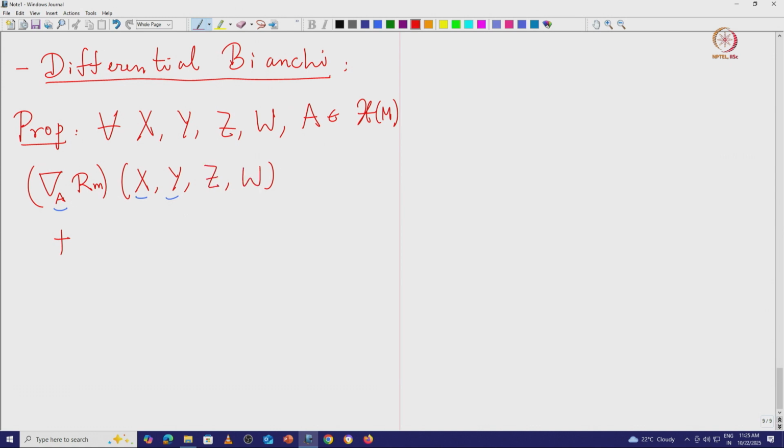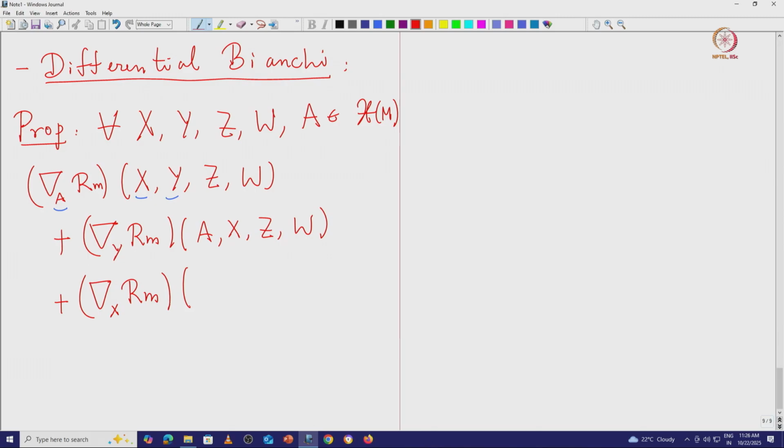So like in the algebraic Bianchi we cycle through x, y, z, here you cycle through a, x and y. Okay, so then you will have this, and the result is again 0. Okay, so let's quickly prove this using our formula in normal coordinates.